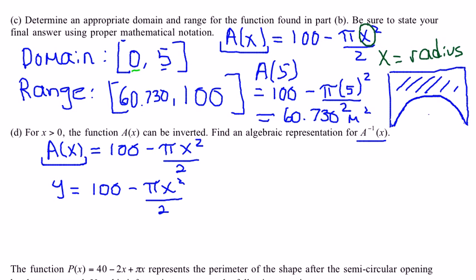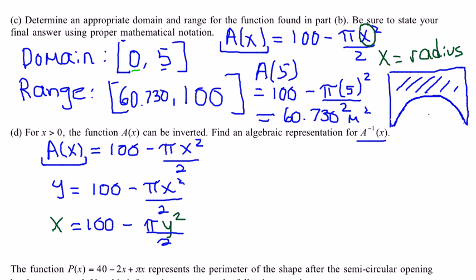So now, everywhere that I had an x, that's going to change into y. Everywhere I had a y, that's going to change into x. So x equals 100 minus pi, and there's an x squared, so that's going to be changed to y squared, over 2. Now, our goal is to solve for y, to isolate y.